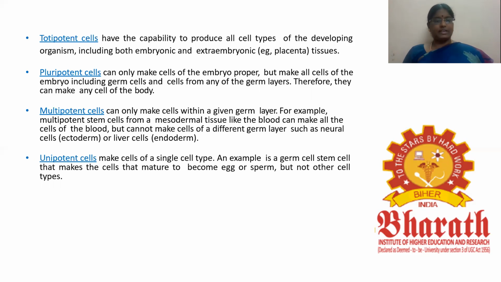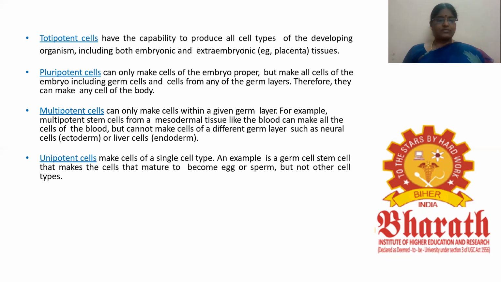And the third one is multipotent cells. Multipotent cells can make only cells within a given germ layer. So we know that there are 3 types of germ layers: ectoderm, endoderm and mesoderm. So for example, multipotent stem cells from a mesodermal tissue like the blood can make all the cells of the blood, but cannot make cells of a different germ layer such as neural cells, which are ectoderm cells, or liver cells, which are endoderm cells. And the fourth important type of stem cell is the unipotent cell.